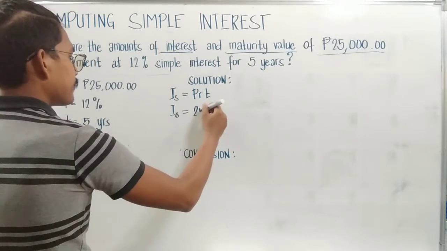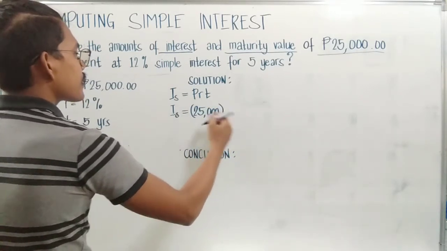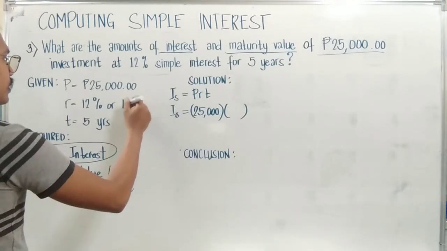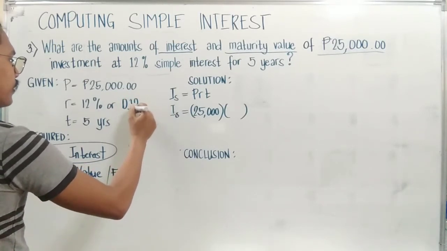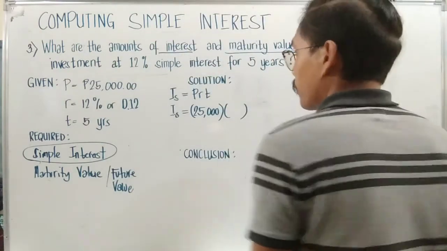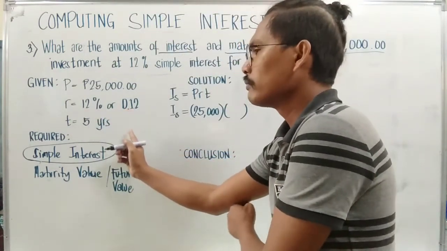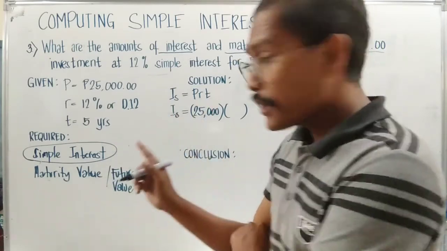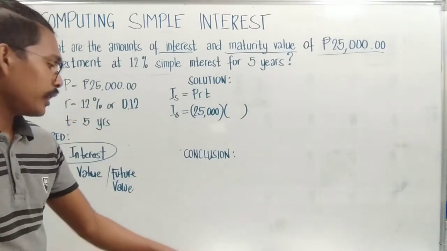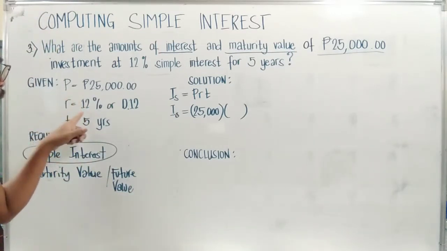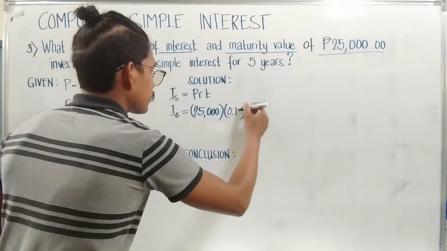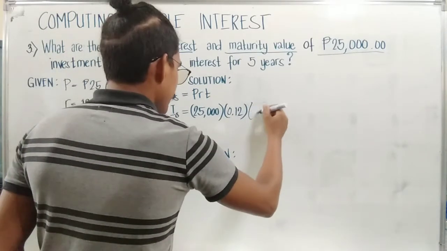So your principal is 25,000 times your rate, which is 12%, or in decimal we have 0.12. You can get 0.12 by dividing 12 by 100. So 12 divided by 100 is 0.12. So again, you have to convert 12% into decimal. And to convert this 12%, just divide 12 by 100 and you will get 0.12. Substitute. Okay? Then your time is 5.